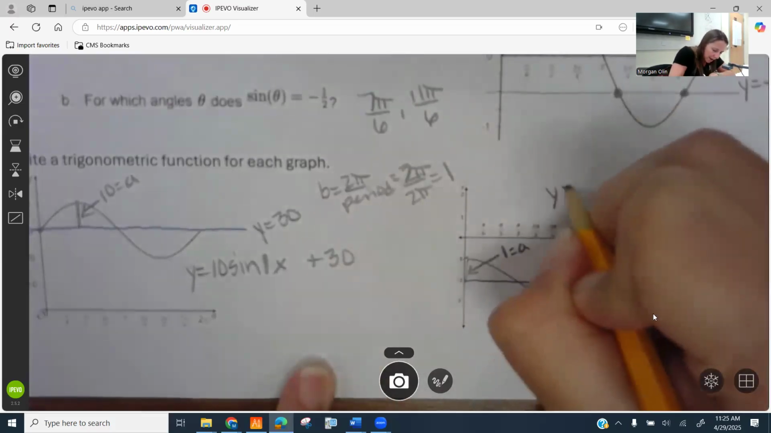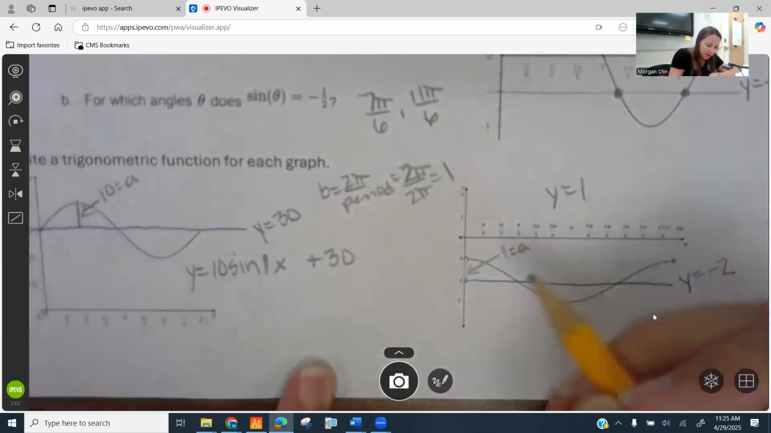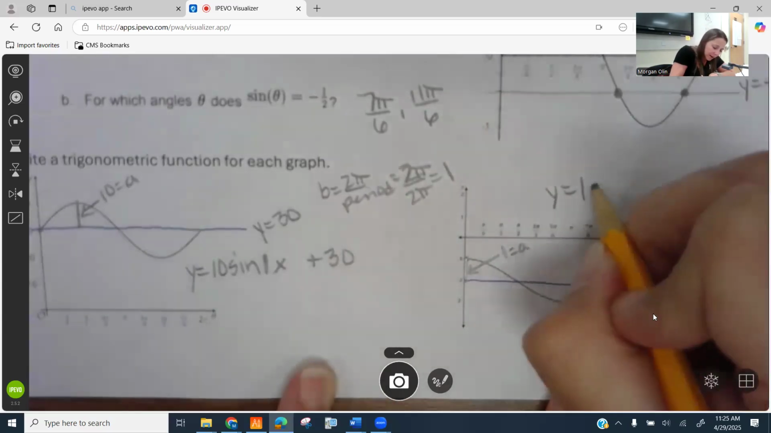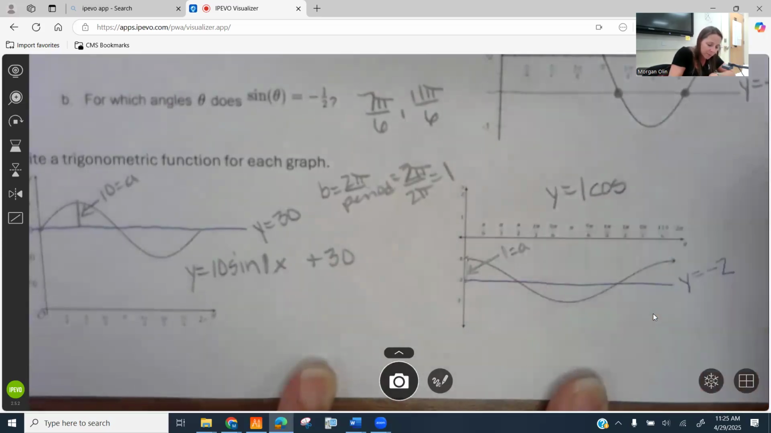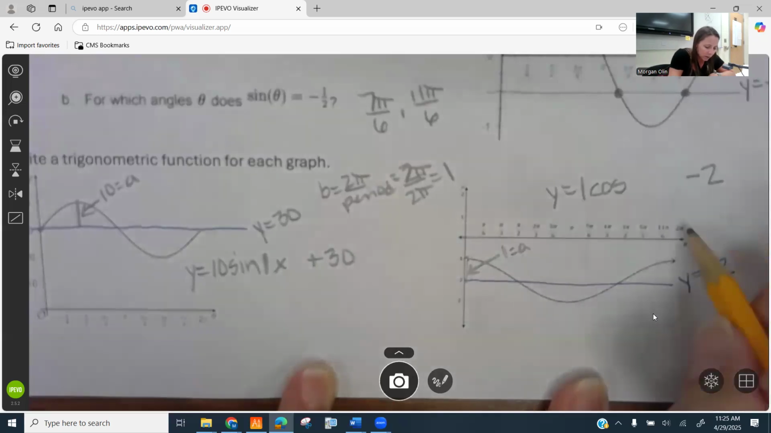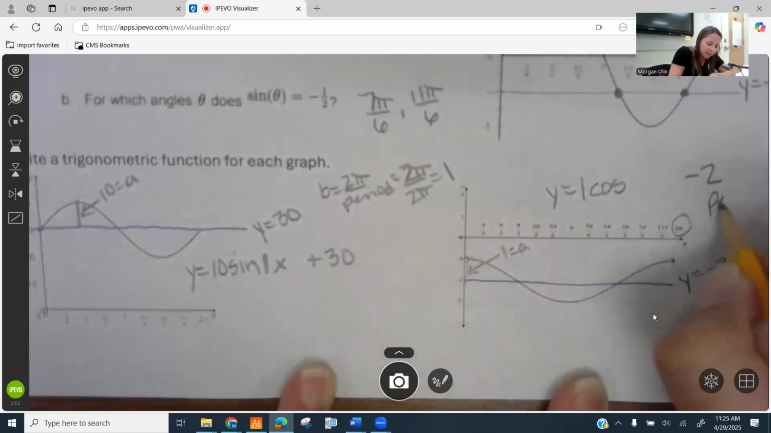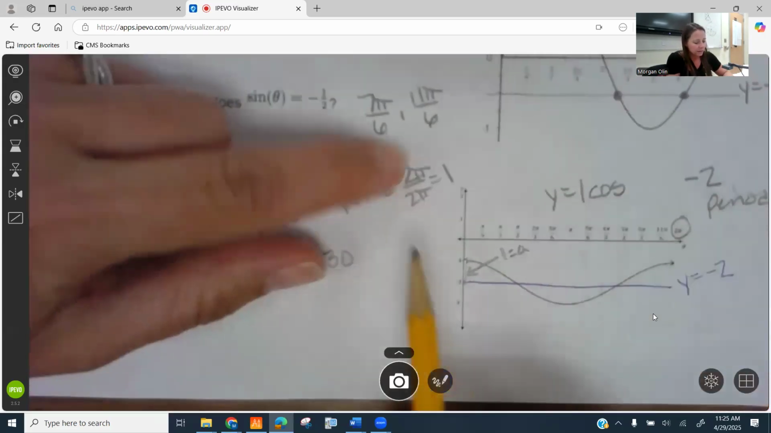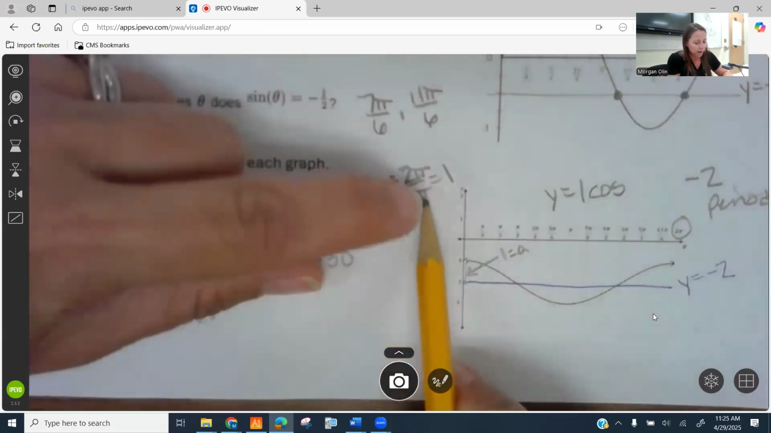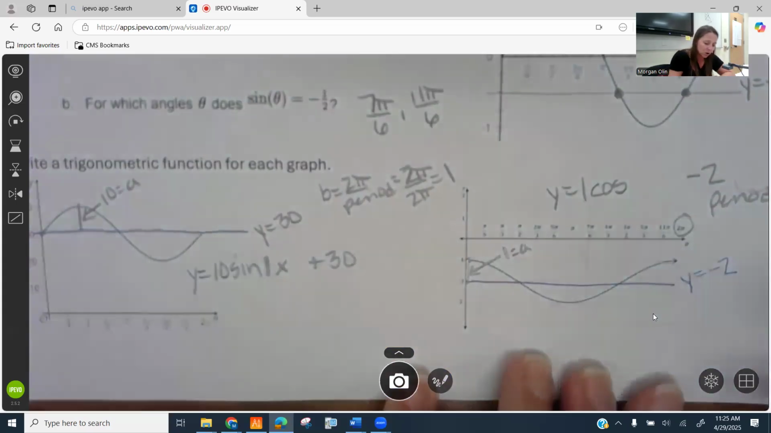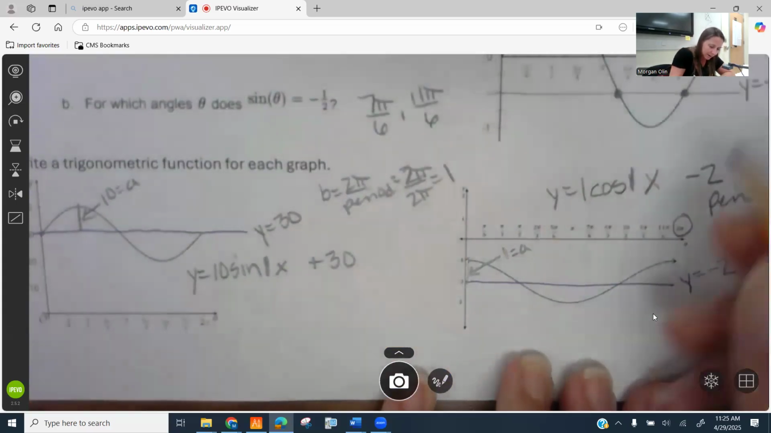So let's get started. Y equals, if you want to put the 1 there, you can. Is this cosine or sine? Cosine, because it starts above the midline. I'll find my B in just a second. I'm just going to put a -2 for my midline. Now, the key is that this goes from 0 to 2 pi. That means my period, again, is 2 pi. And remember, it's 2 pi over the period, so 2 pi over 2 pi. So in this case, my B value is also 1, so 1x.